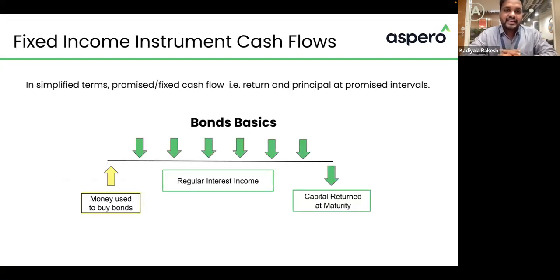If you go to the next slide, this is what I discussed in the previous one in simplified terms, where there is a promised and fixed cash flow. It is a return on the principal at promised intervals. Whenever an investor buys a bond, he receives regular interest income, and whatever principal he invested, he will get back at the end of the maturity.